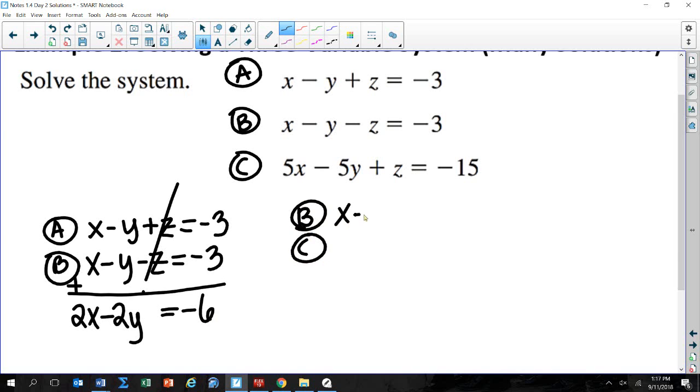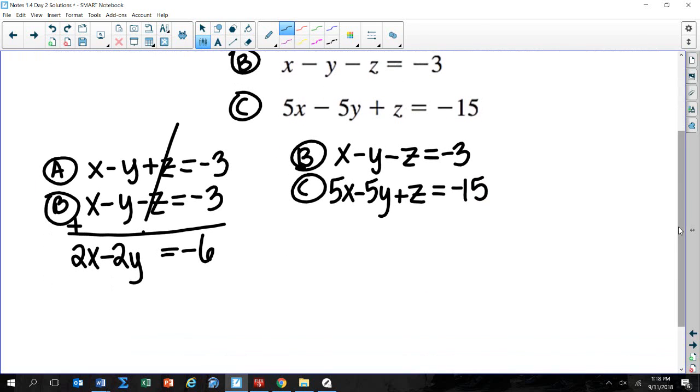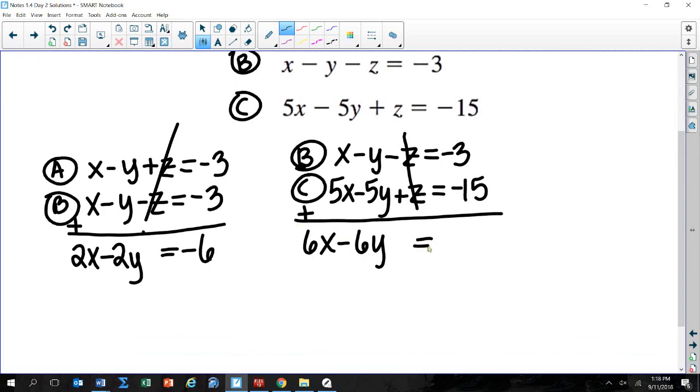We'll have x minus y minus z equals negative 3. And here we get 5x minus 5y plus z equals negative 15. Add them together. We end up with 6x minus 6y. Those go away. Equals negative 18. Okay, so eliminate, eliminate. Now we look at D and E.